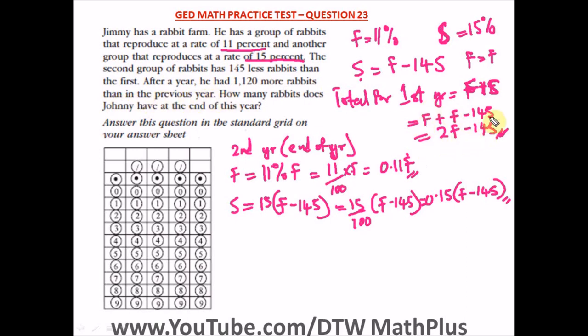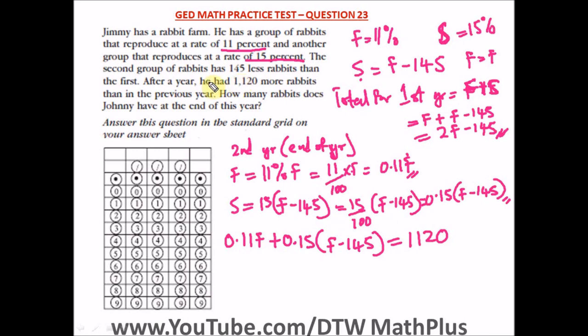Okay, so for this statement, there are two statements we're going to form right now. 1,120 more rabbits means that what the second year produced at this particular rate is 0.11F plus 0.15 bracket F minus 145 bracket close bracket is equal to 1,120 rabbits. Okay, so this is what was produced the second year. You add up the rate of the first group and the second group, and it gives us this.